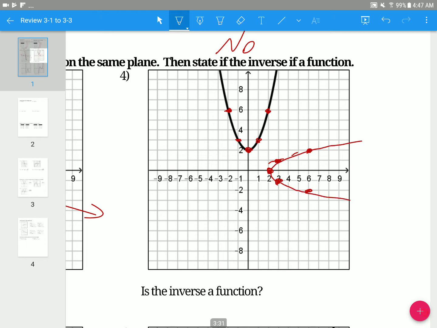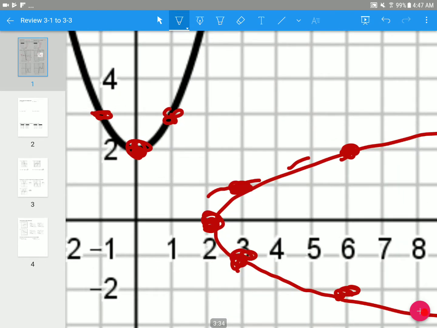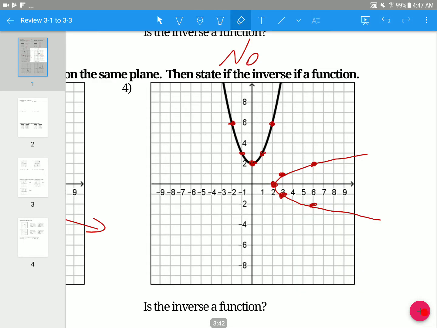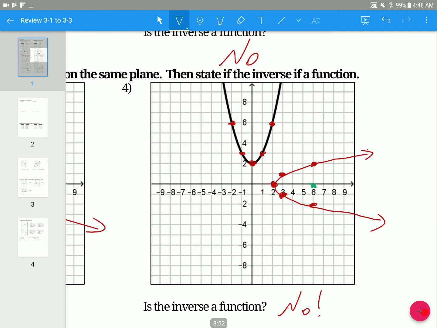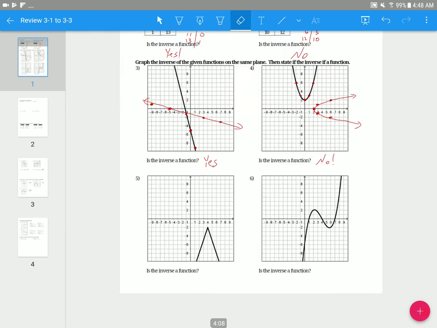I'm not sure why it got those two little lines right there. Let me just erase those real fast. No, that was not the eraser. There we go. And so there's your inverse. Now, again, is it a function? In this case, it's no. It does not pass the vertical line test. Another way of thinking about that is this x value right here has two y's, one up there and one down there. So it is not a function. Cool. Go ahead and try 5 and 6 on your own real fast.